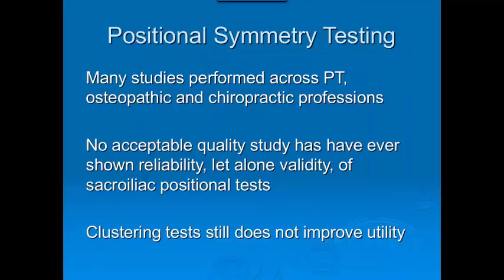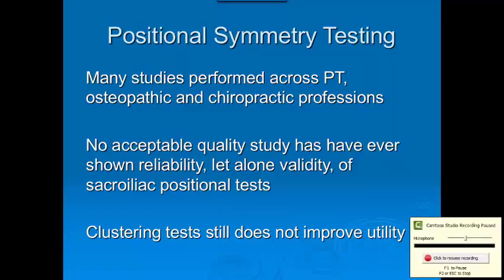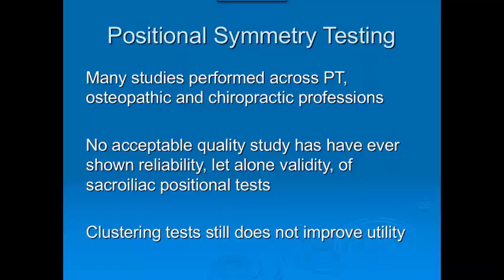When we look at palpational studies of positional symmetry, we find that many have been performed across the physical therapy, osteopathic, and chiropractic professions. In none of these studies found to be of any acceptable quality has there ever been shown inter or intra-examiner reliability which is acceptable, let alone validity of these tests. Even when clustering these tests together, their utility does not improve.